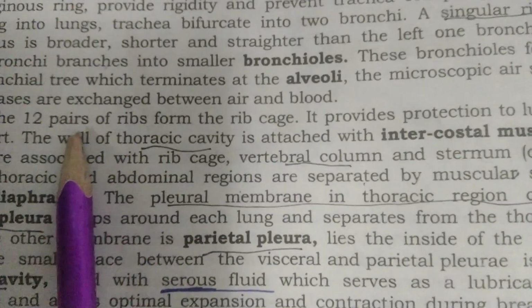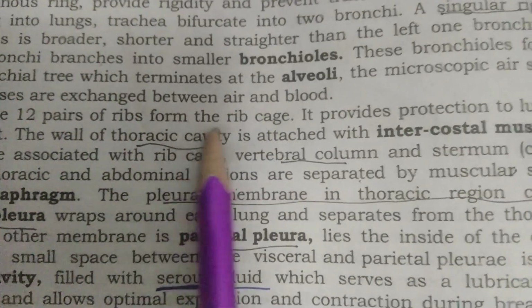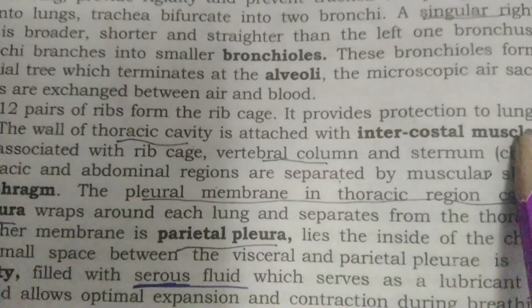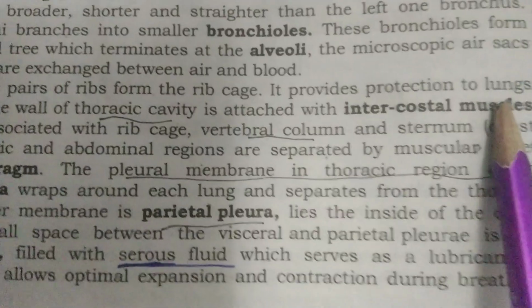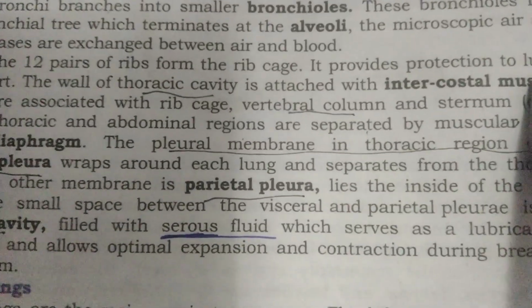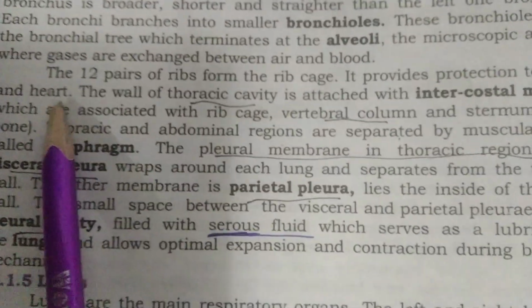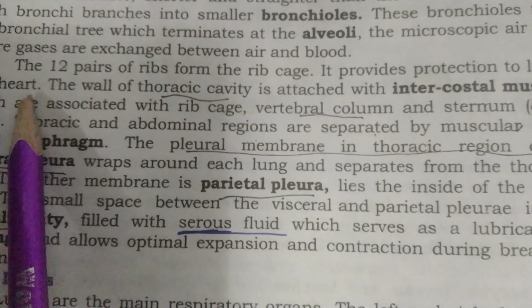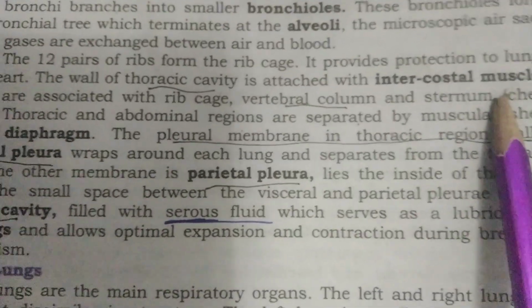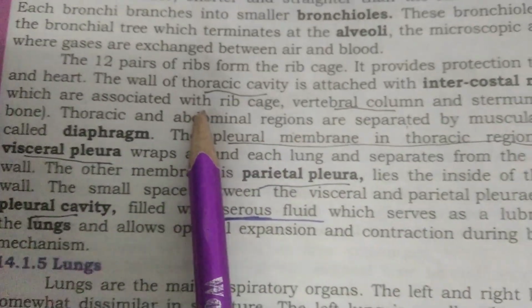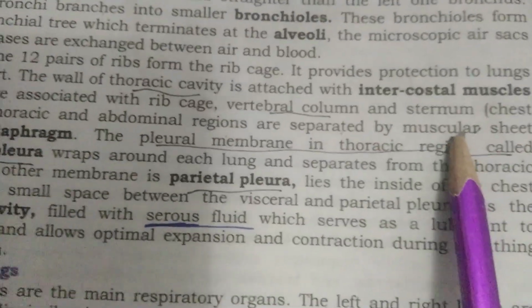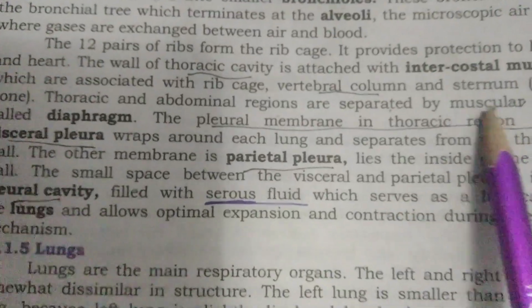Now, when we see the rib cage, there are 12 pairs of ribs. Their function is to provide protection to the lungs, okay, and the heart. Not only the lungs but the heart. The thoracic cavity is attached with intercostal muscles, and whenever you see the rib cage, vertebral column, or sternum, you mean the chest, all bony.